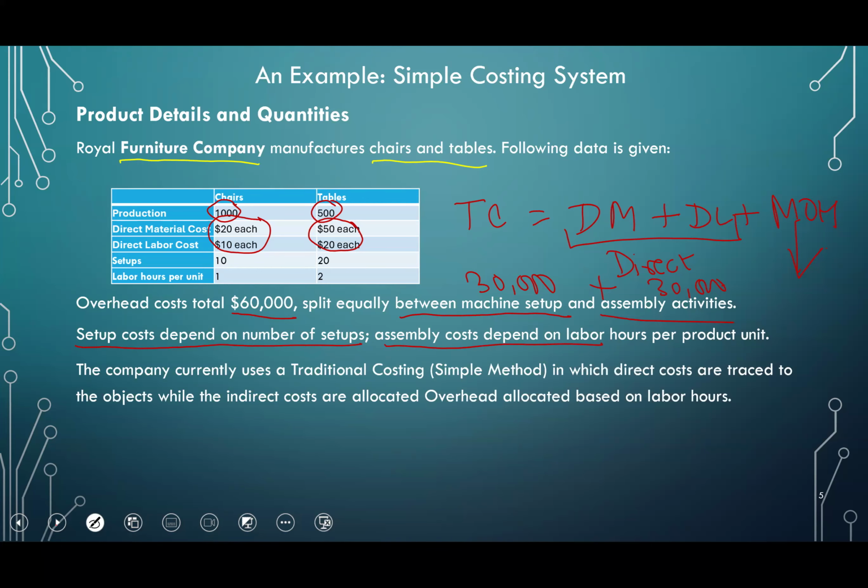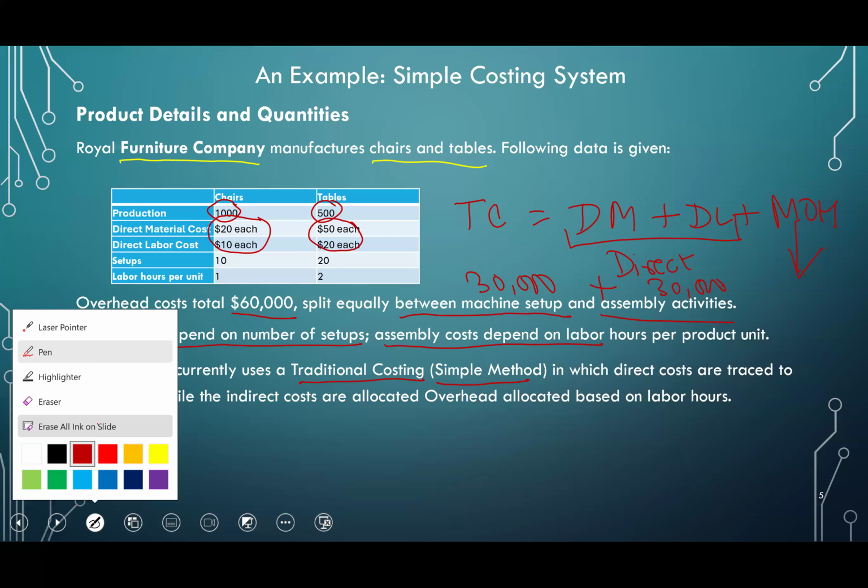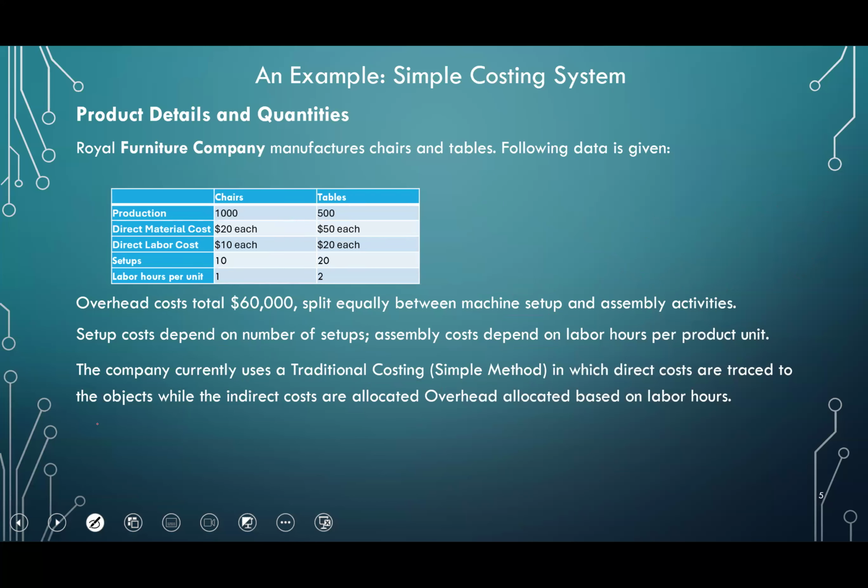Okay. The company currently uses a traditional costing system. Remember, a traditional costing system or a simple method is a single driver based system. Let us erase this so that we can write more. The traditional system is tracing the indirect costs on the basis of direct labor hours. Okay. So we will do that shortly.